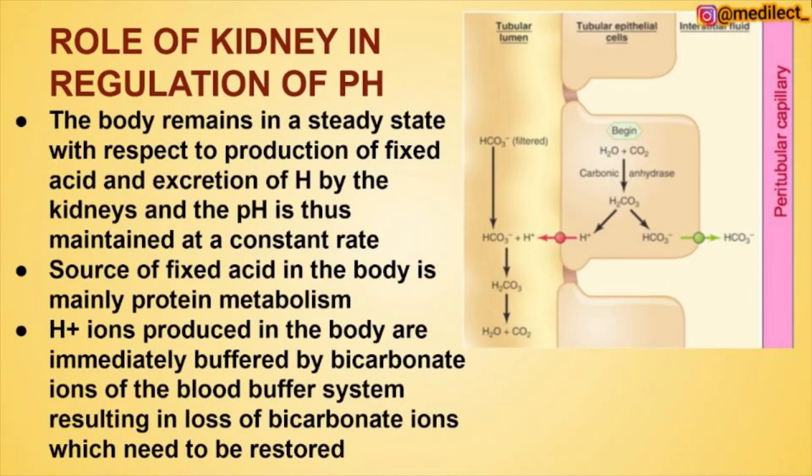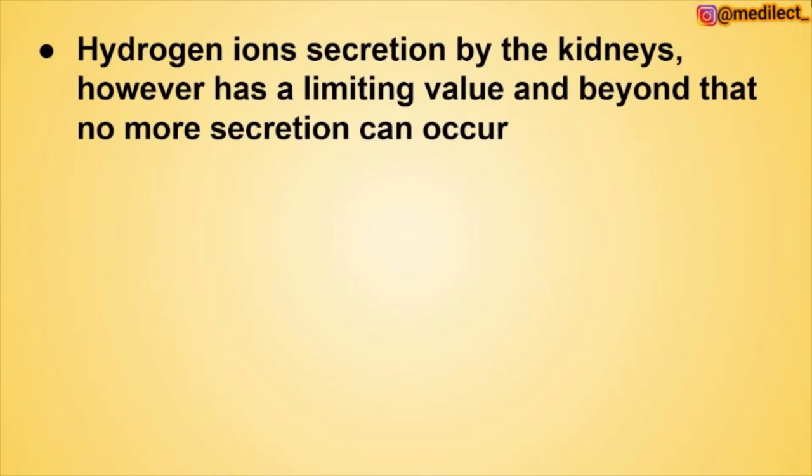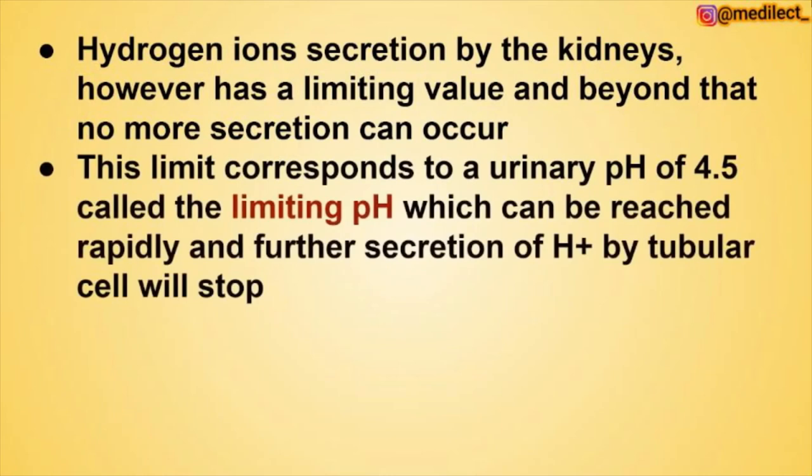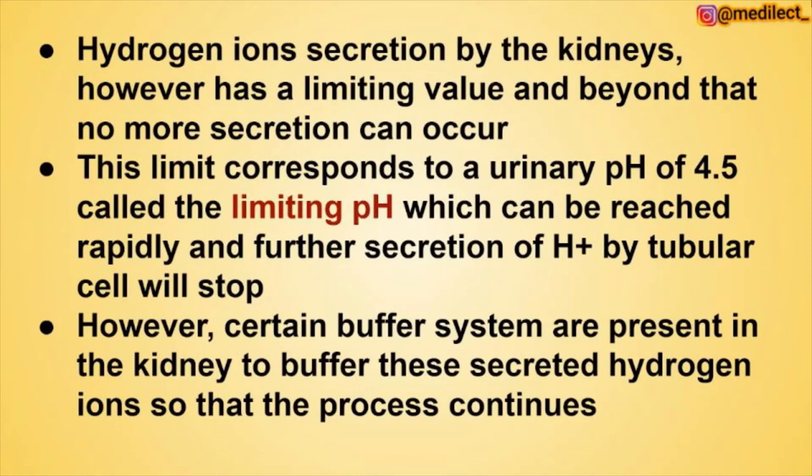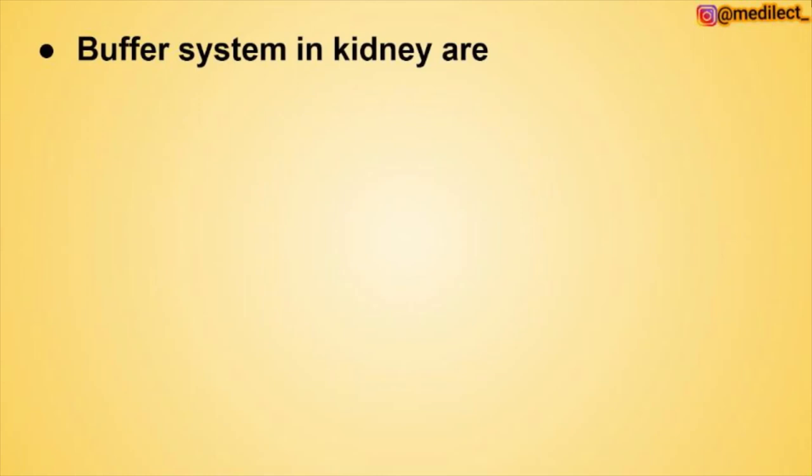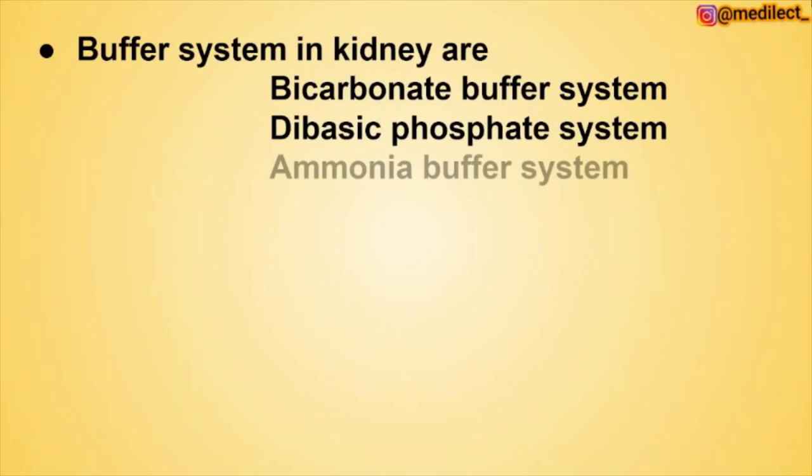Hydrogen ion secretion by the kidneys, however, has a limiting value, and beyond that, no more secretion of the hydrogen ion can occur. This limit corresponds to a urinary pH of 4.5, called the limiting pH, which can be reached rapidly, and further secretion of the H plus by tubular cells will be stopped. However, certain buffer systems are present in the kidney to buffer these secreted hydrogen ions so that the process continues. Buffer systems in the kidneys include the bicarbonate buffer system, dibasic phosphate system, and the ammonia buffer system.